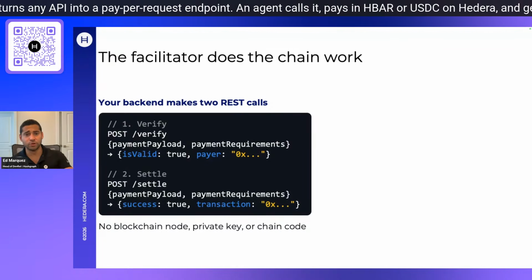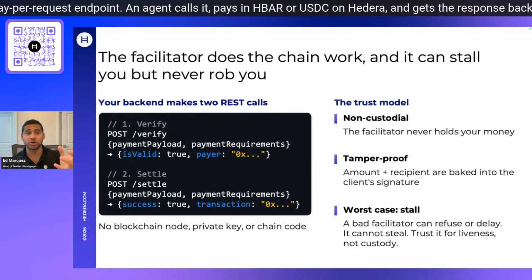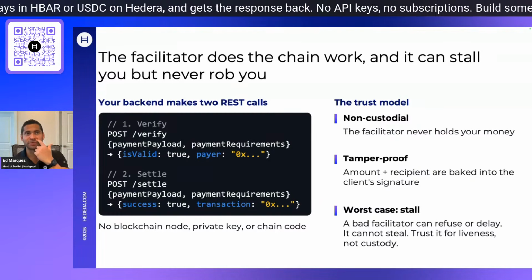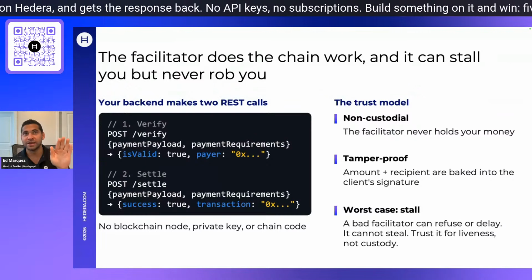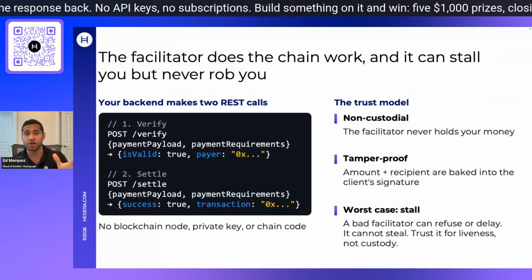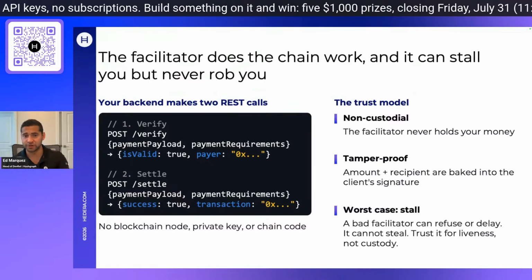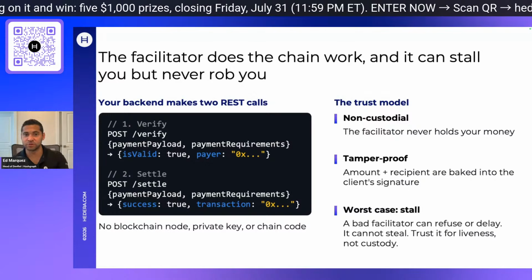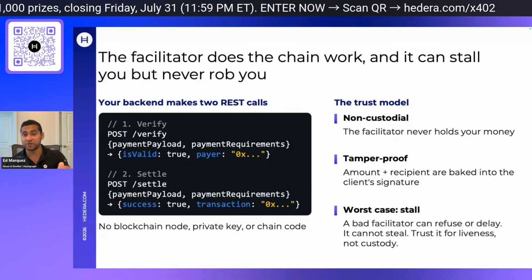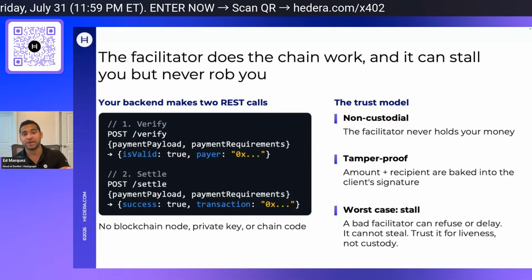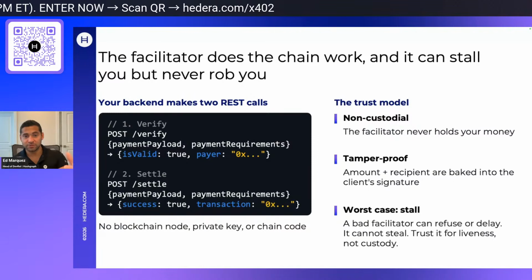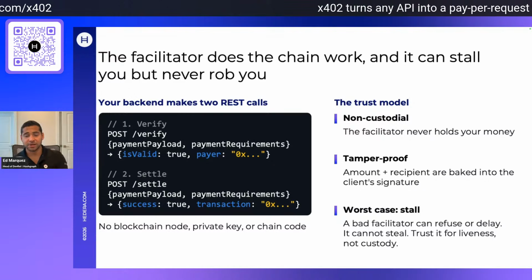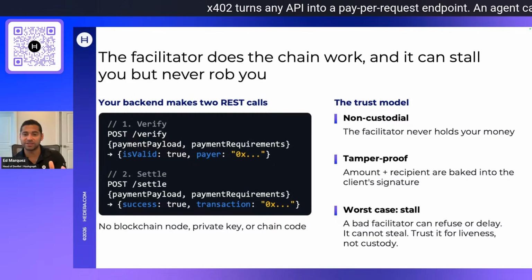And so looking at the trust part is very interesting, because I'm sure many of you are asking questions, right? The trust part is relevant here because you're not trusting the facilitator to hold funds. You're only trusting for availability of the service. And so the facilitator never holds your money. It's non-custodial. And the amount that the recipient actually gets, it's all baked into that signature, right?